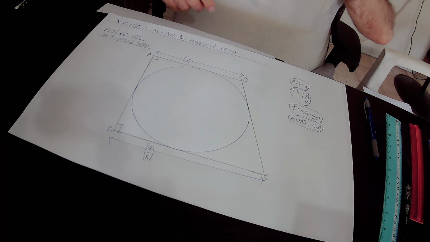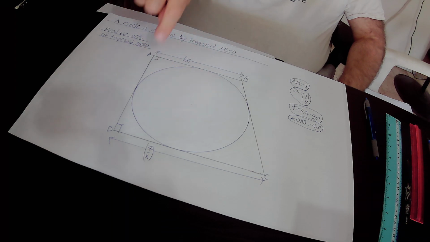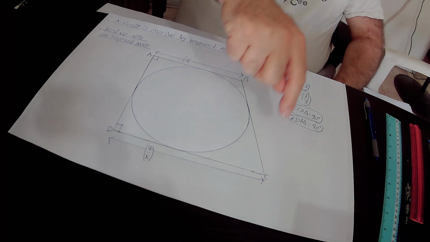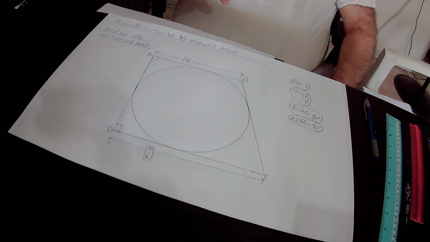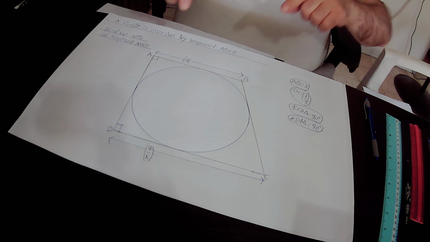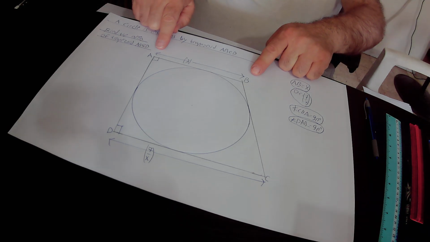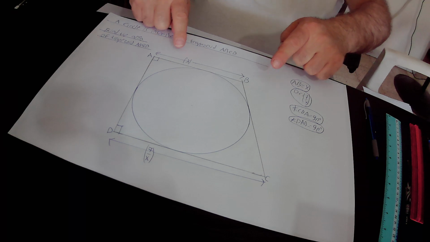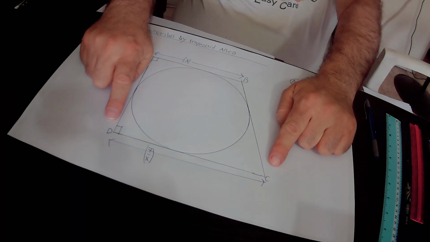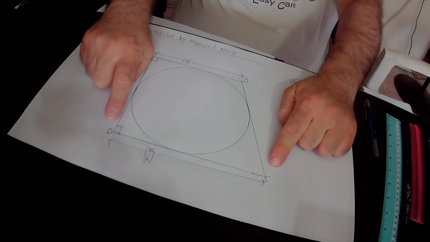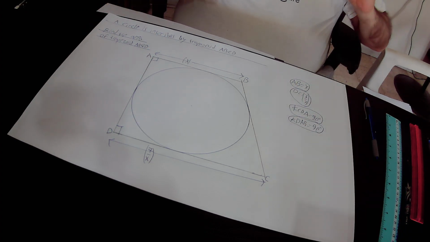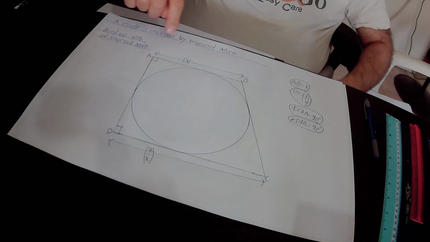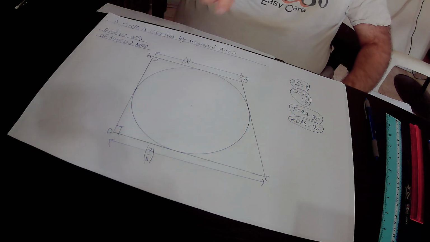In the drawing, we have a circle that is inscribed by this trapezoid ABCD. In addition, we know that side AB of trapezoid ABCD equals x units in length. This is side DC of trapezoid ABCD, which equals 7 over x units in length. Again, our mission is to find the area of this trapezoid ABCD.